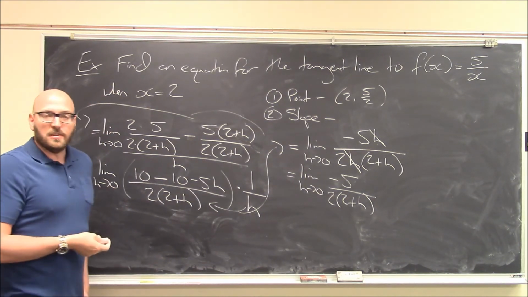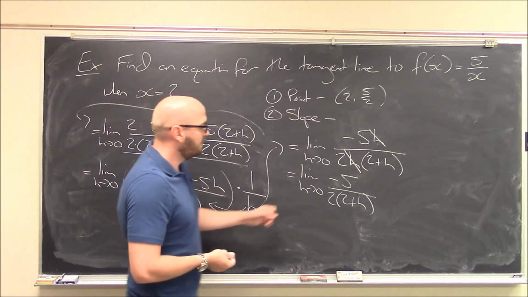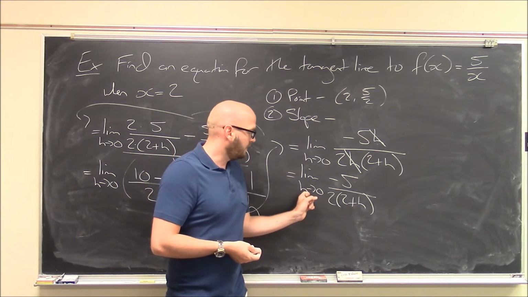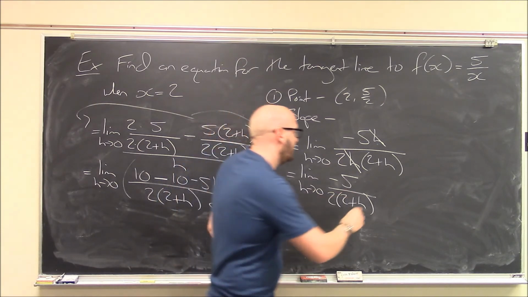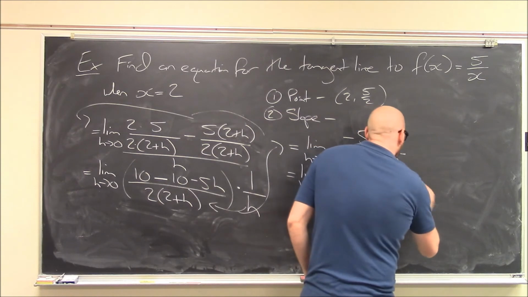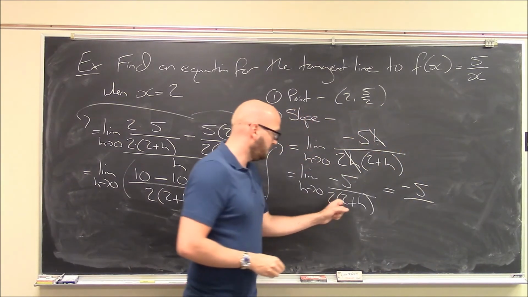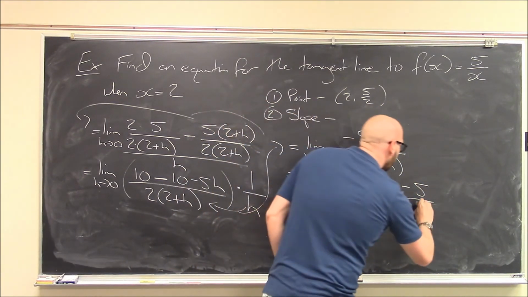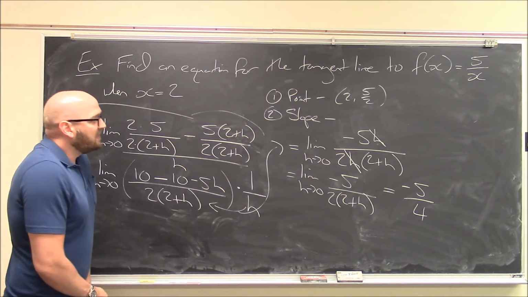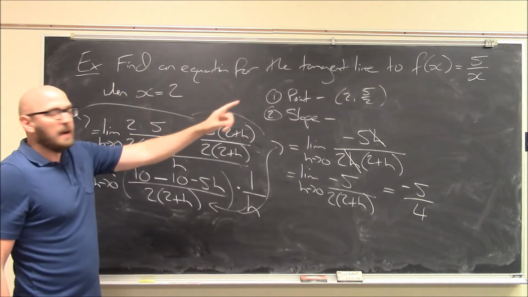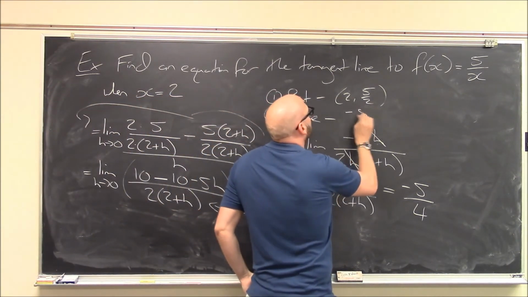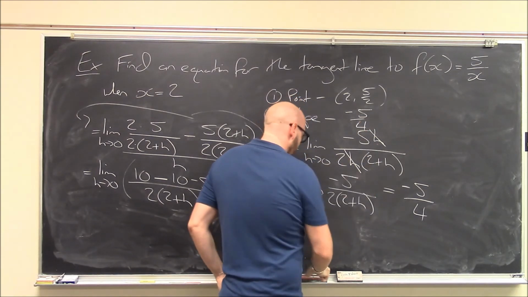And this puts us in a good spot, right? Why? Well, if h goes to 0, I don't divide by 0 anymore, right? So I can freely do this. As h goes to 0, this is tending to, well, just let h be 0. It'll be minus 5 on the top over 2 times 2 plus 0. 2 times 2 is 4. So that is the instantaneous rate of change of this function, 5 over x, at x equals 2. And it's our slope of the tangent line.